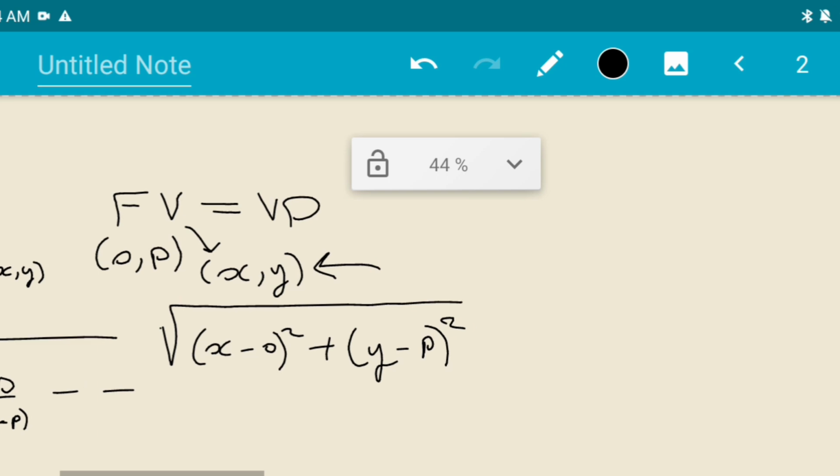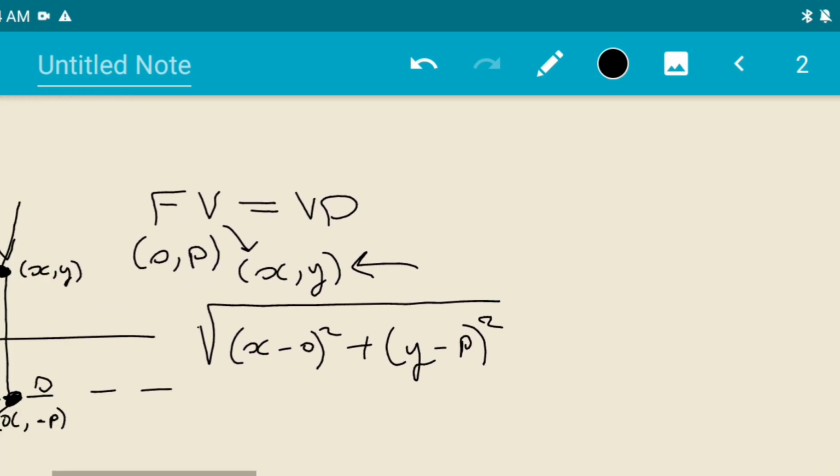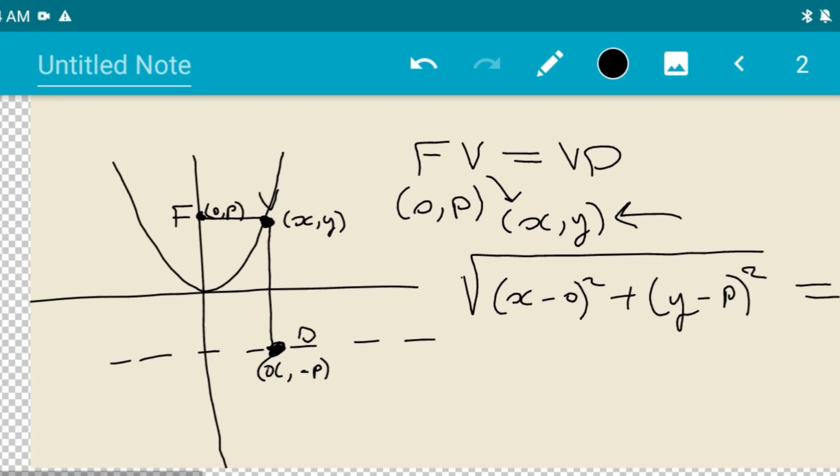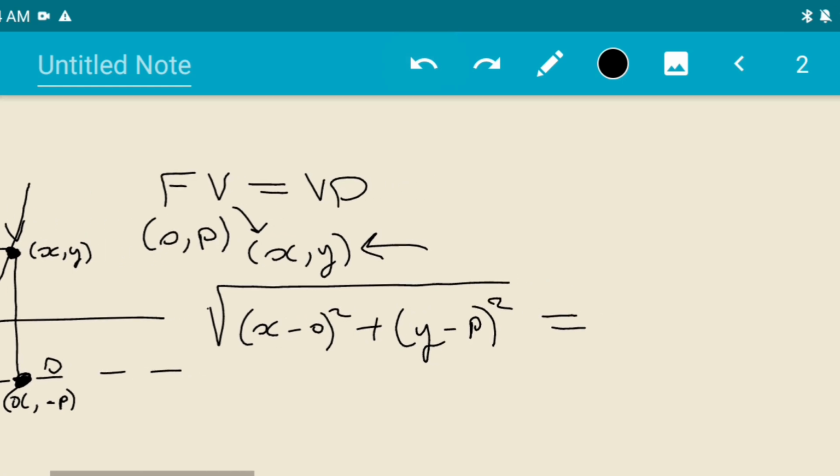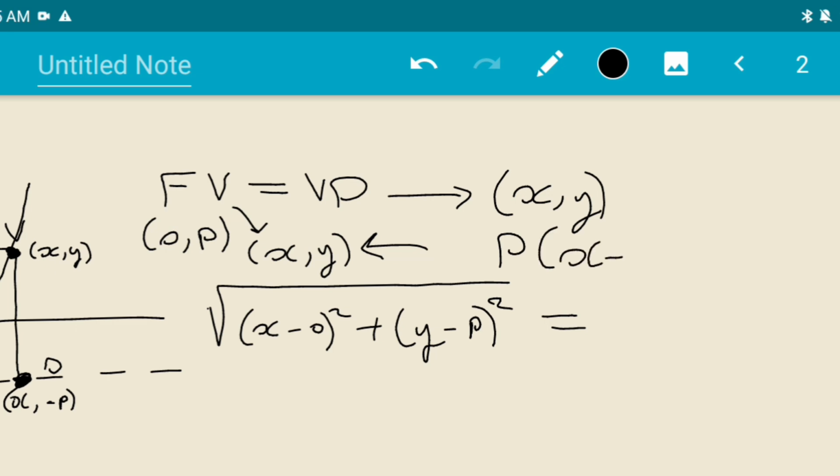This should be equal to, now let us write down the distance equation between V and D. So that would be the distance from V to D. Let's first write down their coordinates. The coordinates of V are x, y, and the coordinates of D are x, negative p.